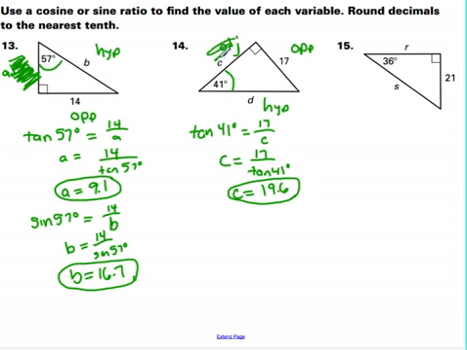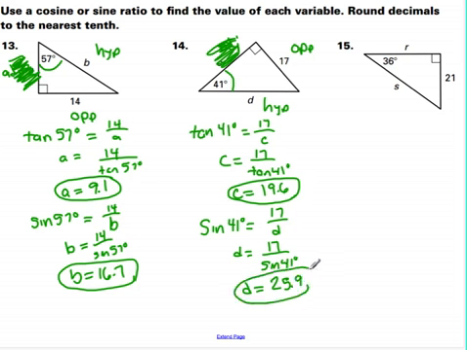Now I'll ignore C completely, and I'll focus primarily on the opposite and hypotenuse. Opposite and hypotenuse, again, is sine. So the sine of 41 degrees is going to equal the opposite, which is 17 over D. In this case, D would equal 17 divided by the sine of 41 degrees, which means that D is approximately 25.9, like so.